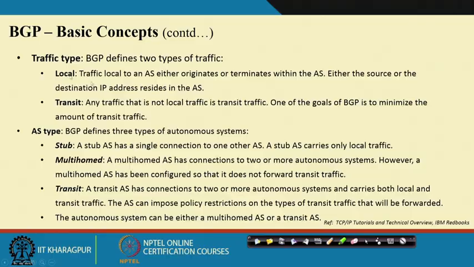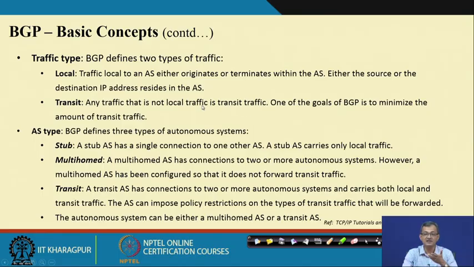Whereas, any traffic that is not local is transit traffic. One goal of BGP is to minimize the amount of transit traffic. That means it is neither originating nor terminating in the AS, but it is passing through this AS, right. So, in other words, it is traffic which is a load on that AS. So, one of the objectives is to minimize this type of transit traffic, because a lot of transit traffic means you overload things, right.